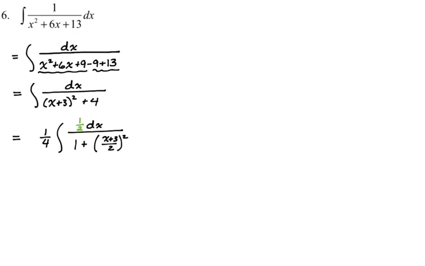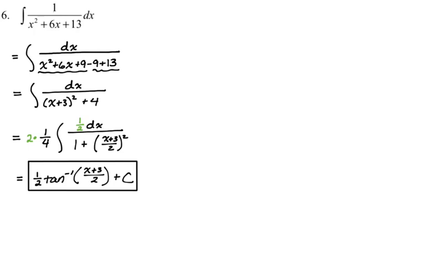And that makes it perfect on the inside, but I need to balance that out. So I'm going to put a 2 on the outside. And then 2 times 1/4 is 1/2. It's perfectly arctan of whatever, and whatever is x plus 3 over 2. And then we put a plus c.